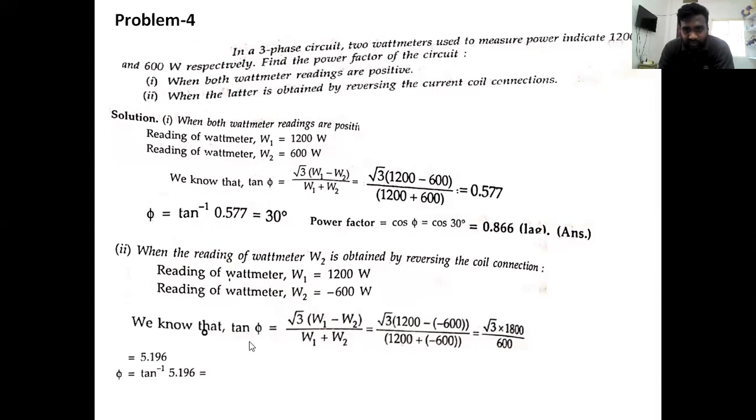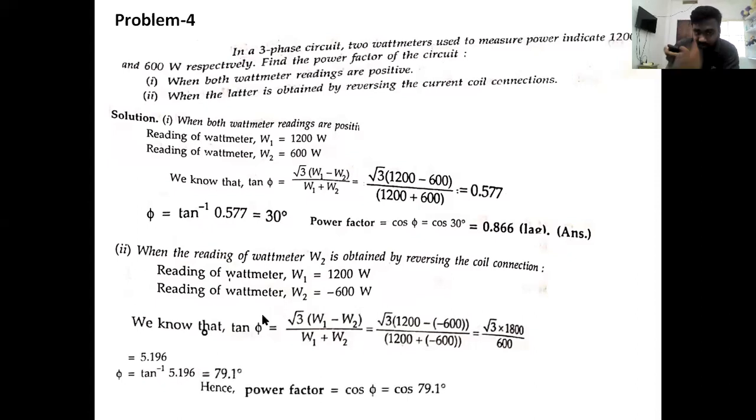The value of phi, that is 79.1 degrees, and the power factor. What is the power factor? Cos phi is equal to cos 79.1 degrees, that is 0.18, nearly 0.2.